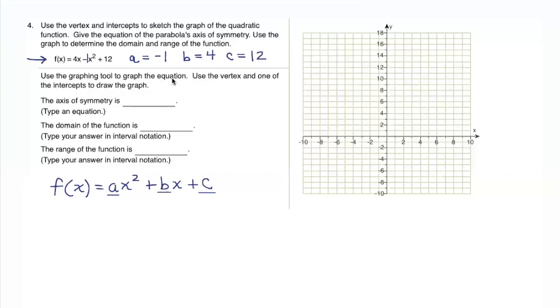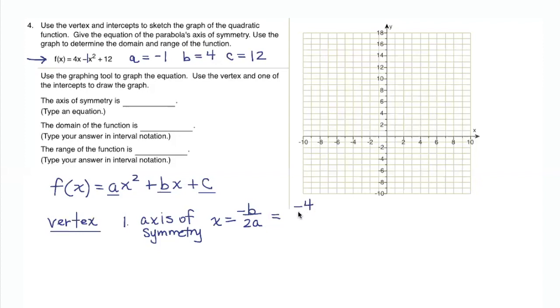Now that I know my a, b, and c values, I can proceed with finding the vertex and the intercepts. To find the vertex, you do a two-step process. First, you find the equation for the axis of symmetry. And you do that using the formula x equals negative b over 2a. I substitute my b value, which is 4, but don't lose track of that negative, over 2 times a, 2 times negative 1.